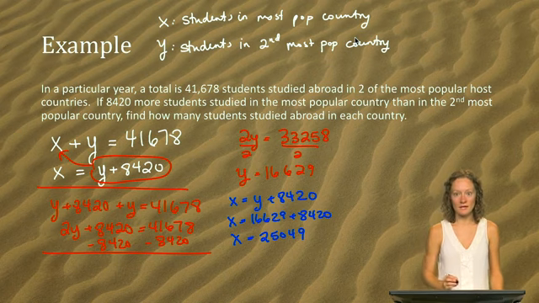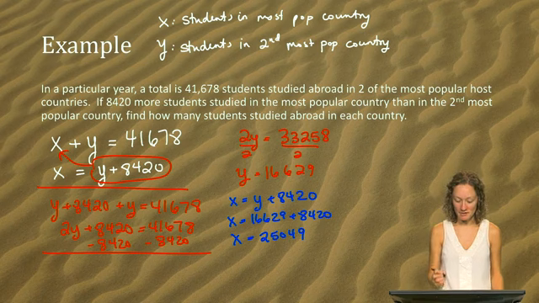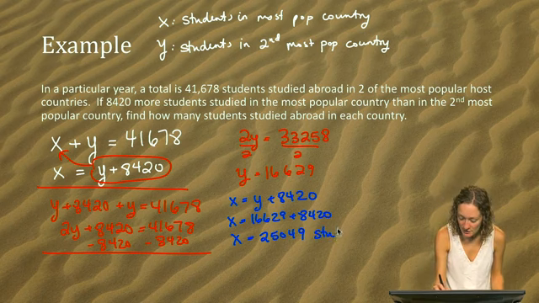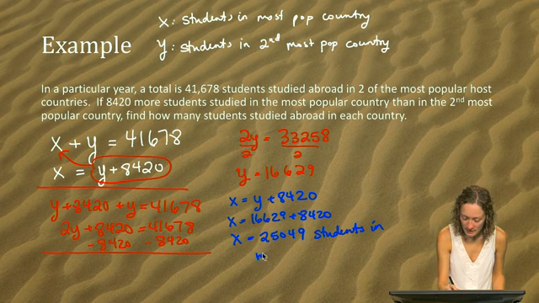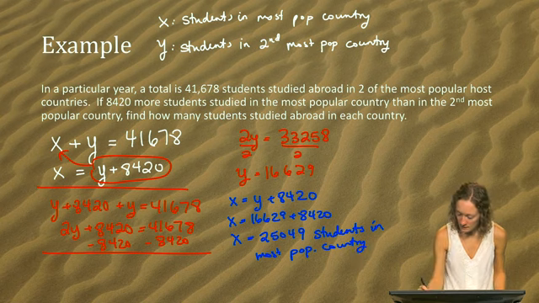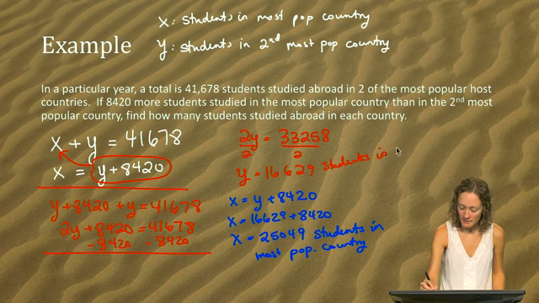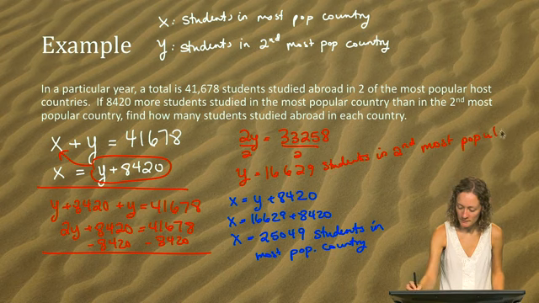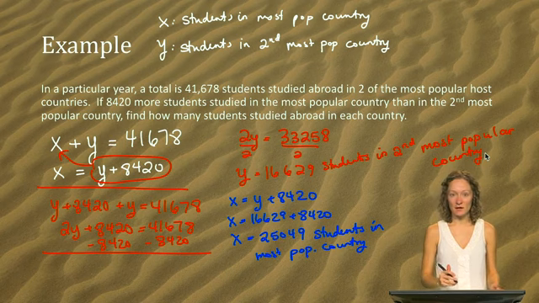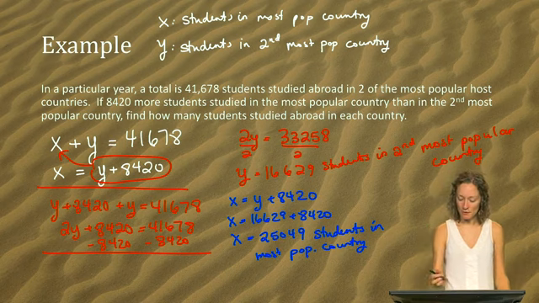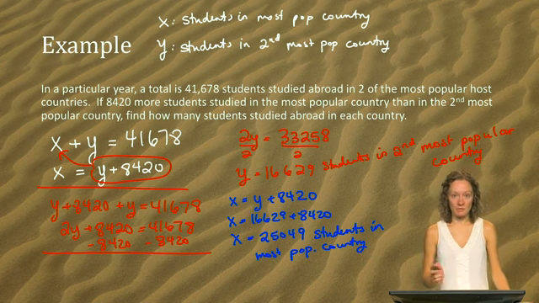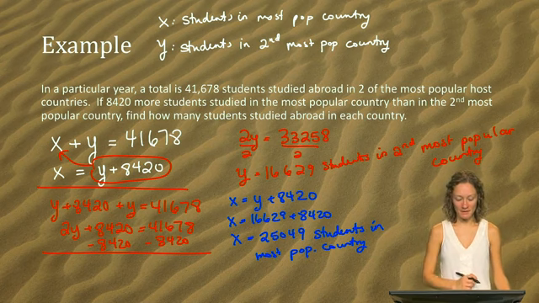If we had not made those labels, imagine that we hadn't listed what the variables represented, then you would need to say students in most popular country. And for the other one, students in second most popular country. Since we labeled at the very beginning what the variables represented, it's not necessary to write these descriptions with the answers, but without those initial labels, you would need to write that there.